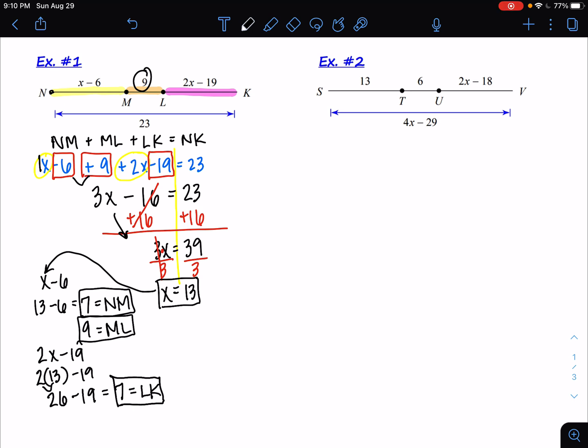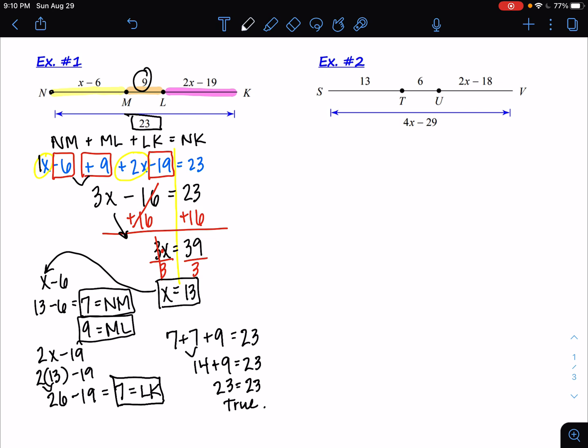I always like to triple check my work because if I add all 3 of these segments together according to the segment addition postulate, it should equal the total of 23. Does 7 plus 9 plus 7 equal 23? 14 plus 9. And yes, 23 equals 23, so that's a true statement. So the segment addition postulate works.